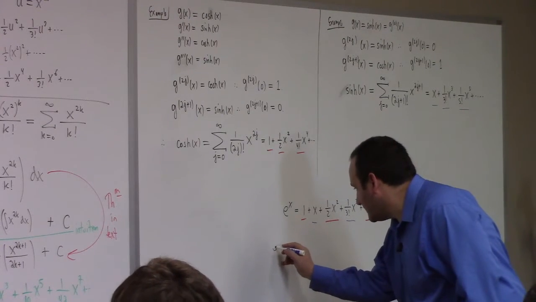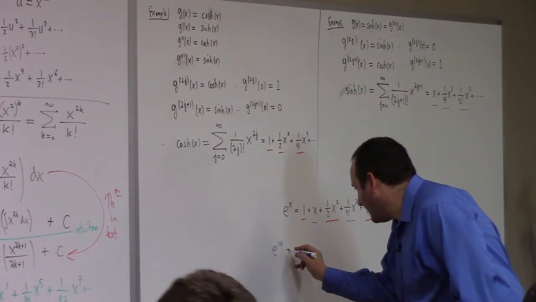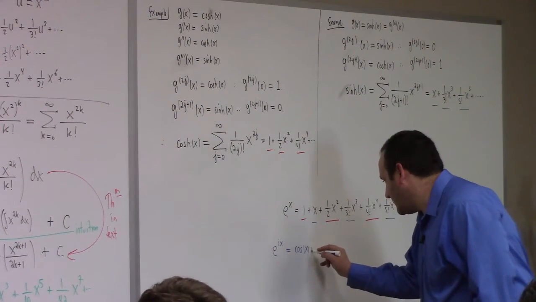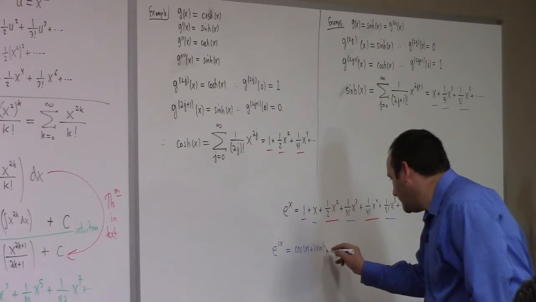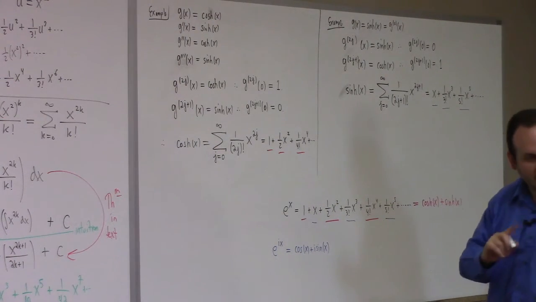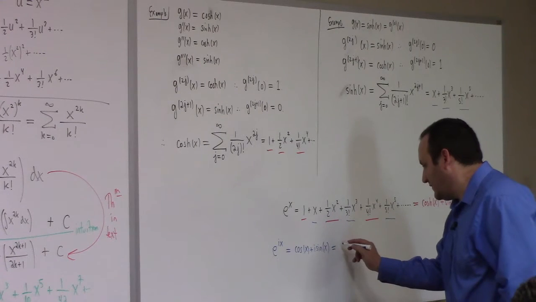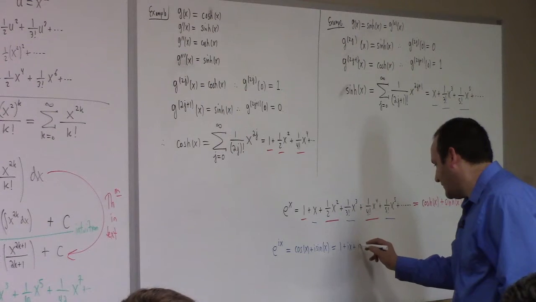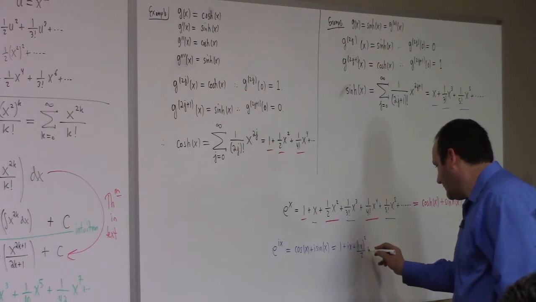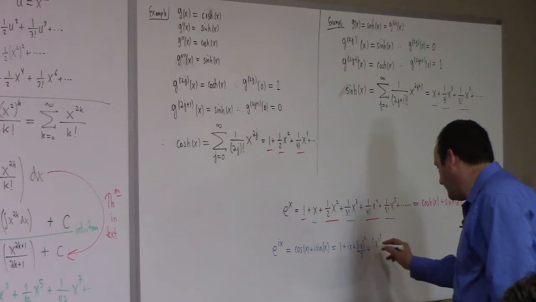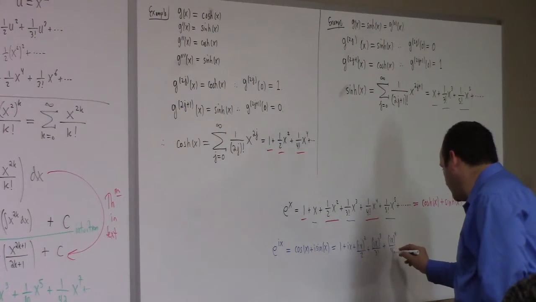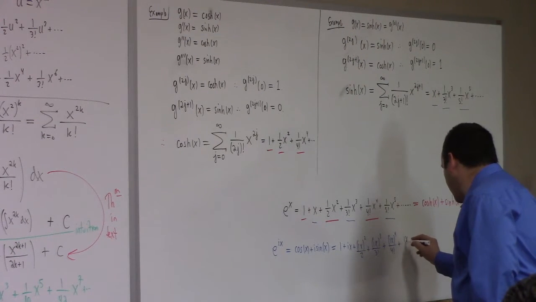What's e to the ix? On the one hand, it's cosine of x plus i times the sine of x, if we remember what we did earlier. But there's another way you could go here. It's 1 plus ix plus (ix) squared over 2, plus (ix) cubed over 3 factorial plus (ix) to the 4th over 4 factorial. I'll just go out to the 5th power, (ix) to the 5th over 5 factorial.